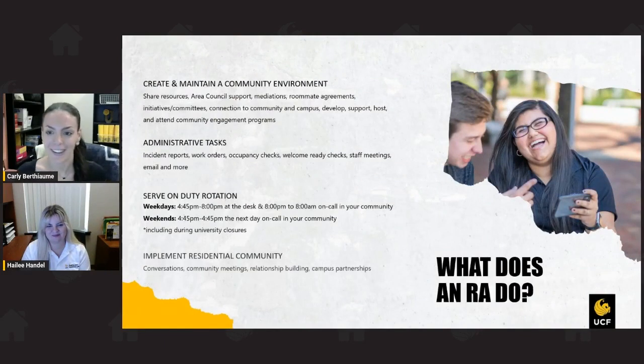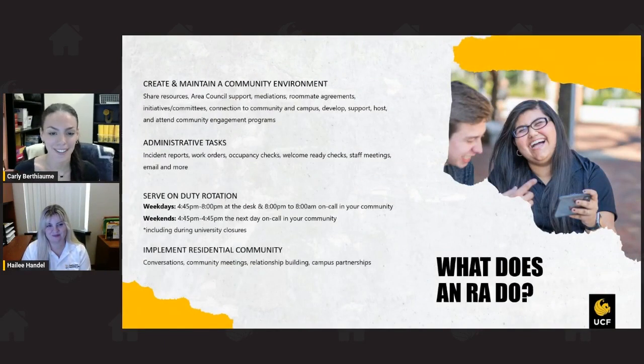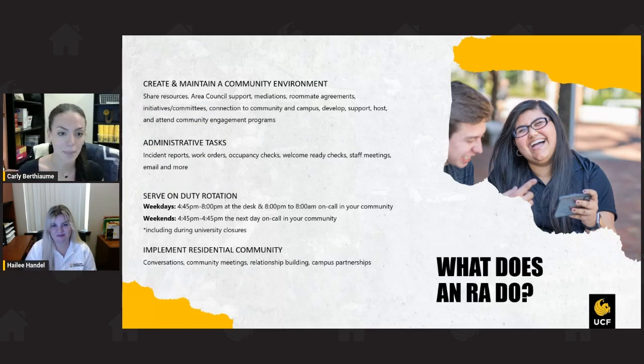So what does an RA do? An RA's role includes several key responsibilities, but they're all really aimed at providing our residents with the best possible experience. For example, one primary role is creating and maintaining a community environment. This is often done through sharing resources. We have a residence hall association, so providing our area council with support, mediations, roommate agreements, several initiatives and committees, connection to the community and campus, and really developing, supporting, hosting, and attending community engagement programs.